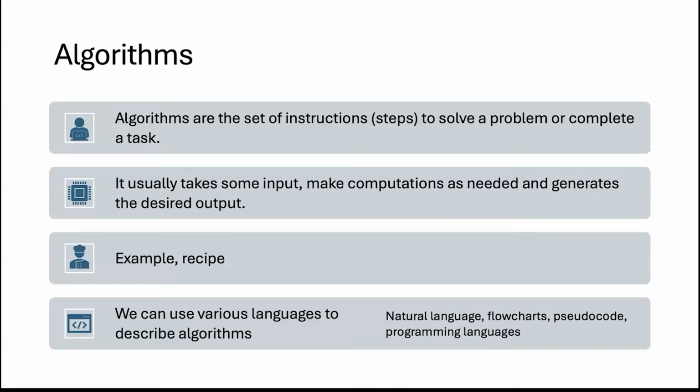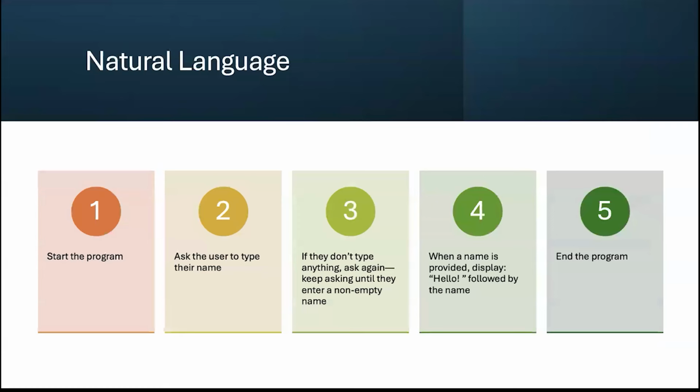And we can use many different languages to describe algorithms in computer science. They could be natural language, flowcharts, pseudocode, or real programming languages. Let's first take a look at using natural language.